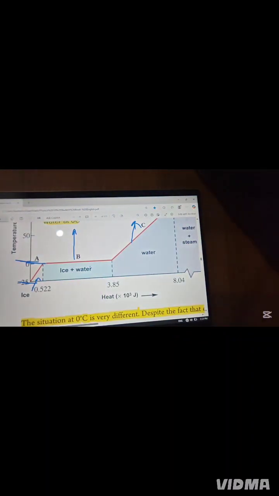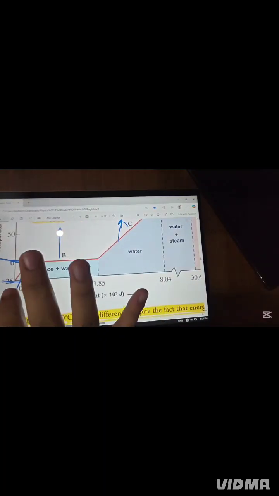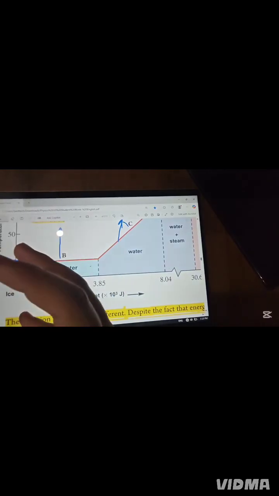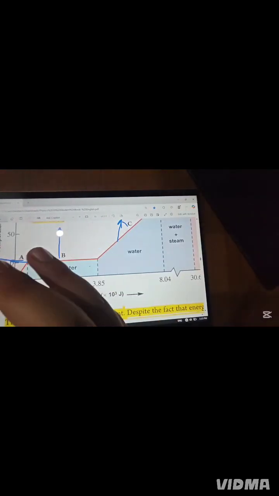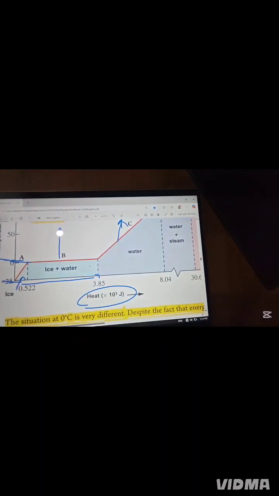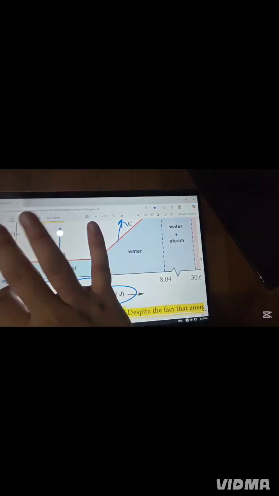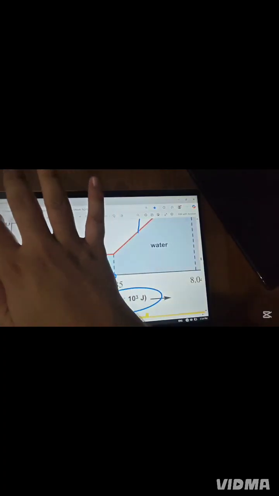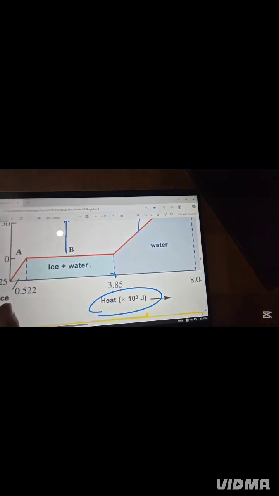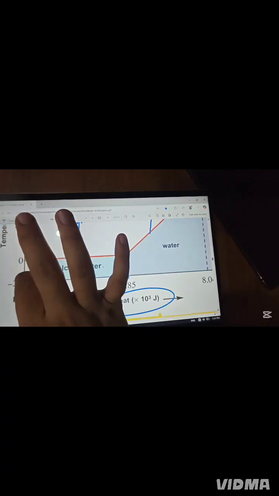Then what are we going to do now? Look, in region A we have ice, and we are going to give it energy. When we give this part A ice energy, we see that the temperature of the ice is going to increase. It goes up. Why does it go up? Because we give it energy.